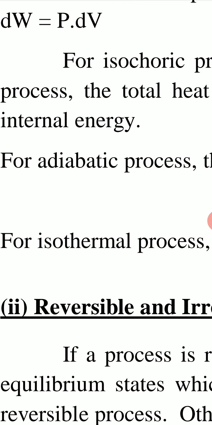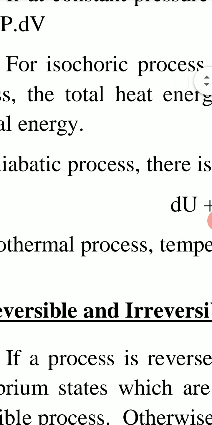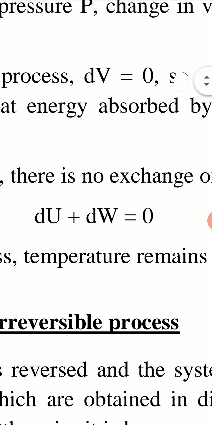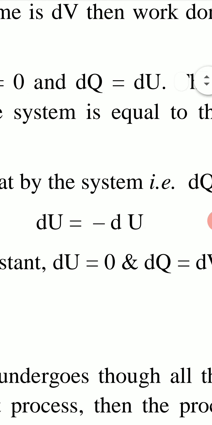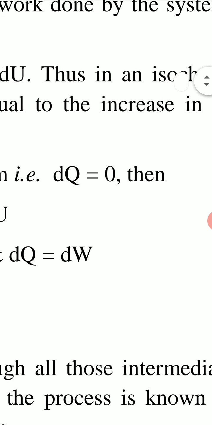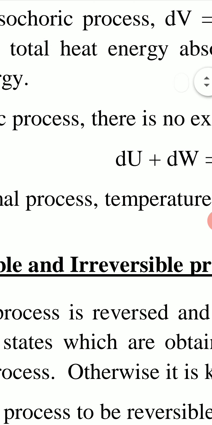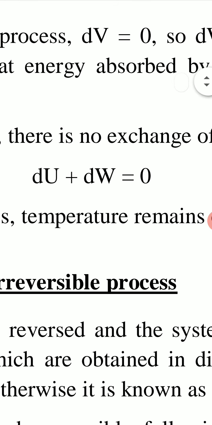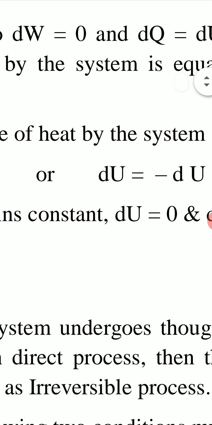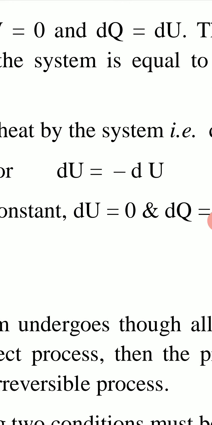Adiabatic process is one in which there is no exchange of heat between system and environment. For adiabatic process there is no exchange of heat by the system, that is dq is 0. Then from first law of thermodynamics we have du plus dw equal to 0, or du equal to minus dw.